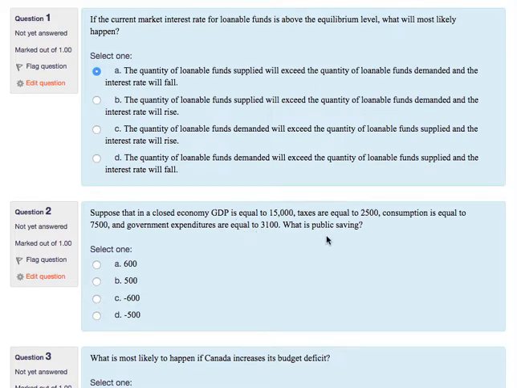But in this case here, the question is actually quite simple. What is public saving? Well, public saving is the government surplus or deficit. So in this case here, if the government is spending 3,100 and taxes are 2,500, they're running short by 600. They don't have a surplus. They don't have more taxes than government expenditures. They have a negative saving of 600, which is 2,500 minus 3,100.